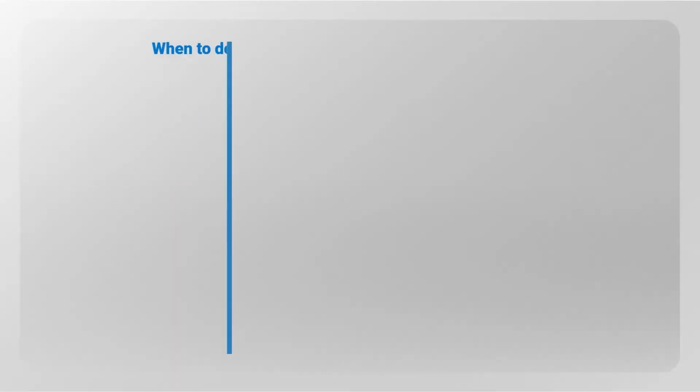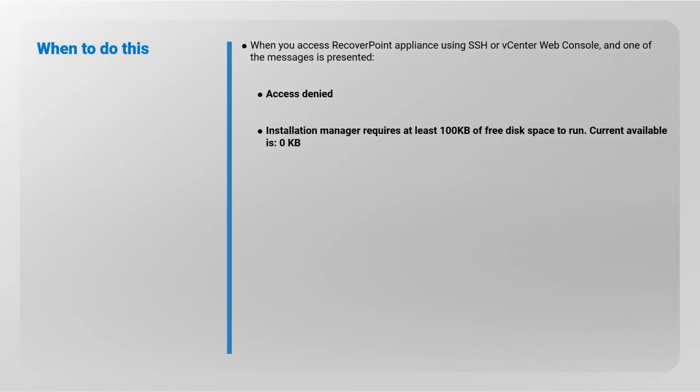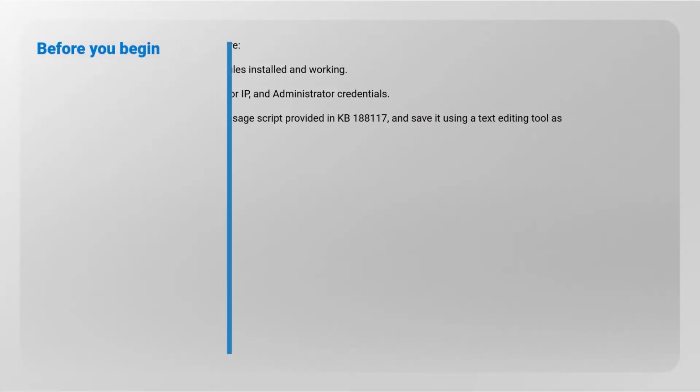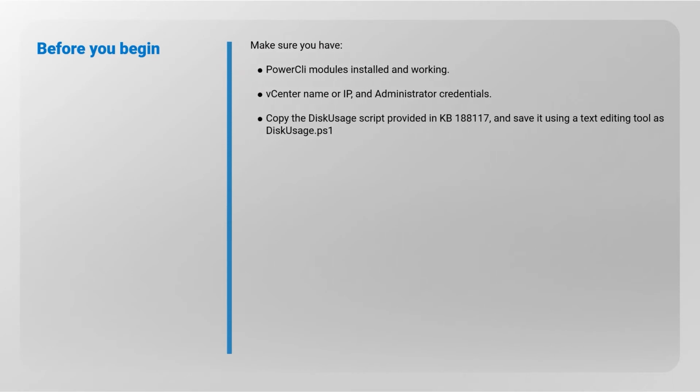When to do this? When you access Recover Point appliance using SSH or vCenter Web Console, and one of the messages is presented. Before you begin, make sure you have Power CLI modules installed and working, vCenter name or IP, and administrator credentials. Copy the disk usage script provided in KB188117, and save it using a text editing tool as diskusage.ps1.